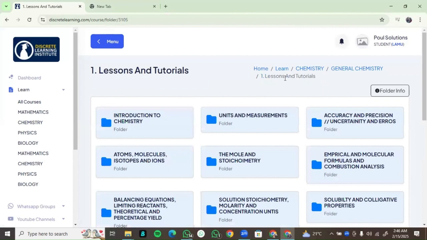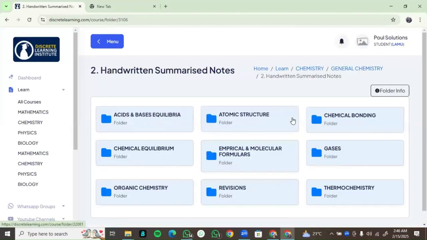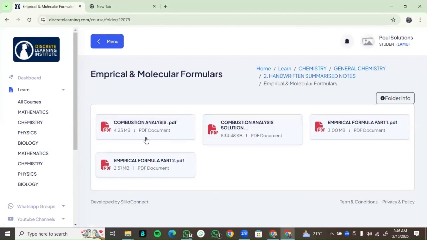What about if I want to go to the handwritten solutions? You click on the handwritten solutions. There are some topics that have handwritten solutions, and you can open any. For example, empirical formula, and you're going to find them here. These notes have a password. The password is PB 4511.